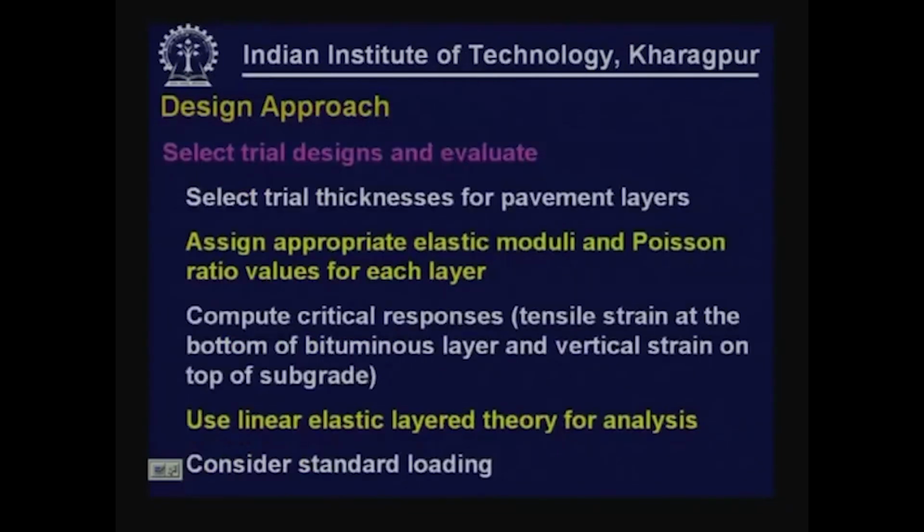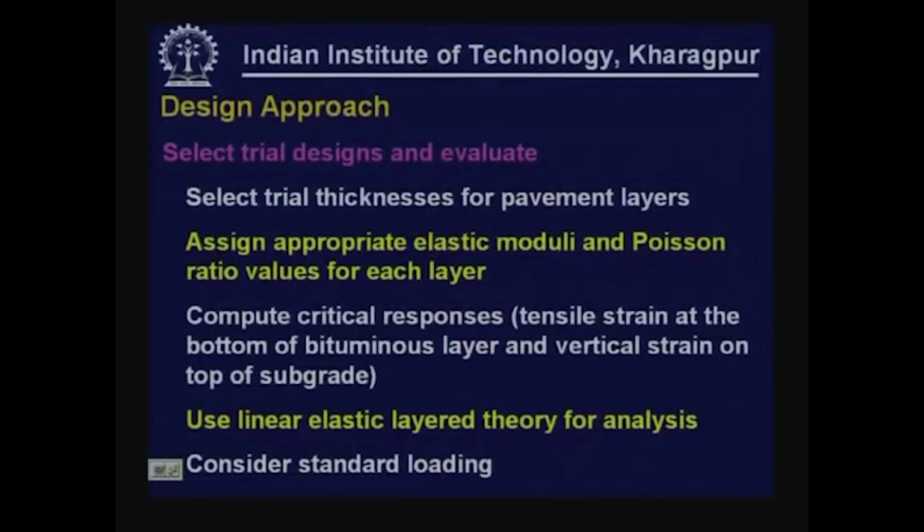So, the design approach follows, the next step being select trial designs and evaluate them. We can select various alternative designs in terms of various combinations of materials and also various combinations of thicknesses, and we can evaluate each one of them and see whether they satisfy the performance criteria. We remember that there are two criteria available, one for fatigue failure and the other for rutting failure.